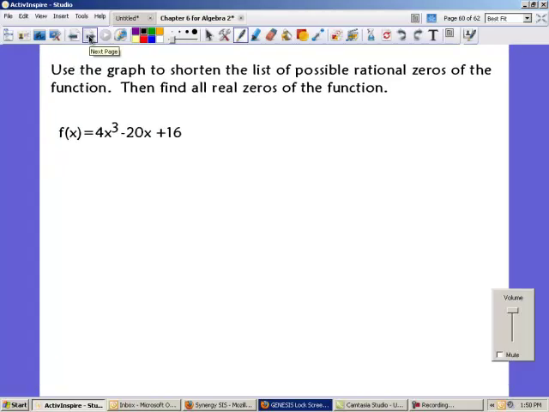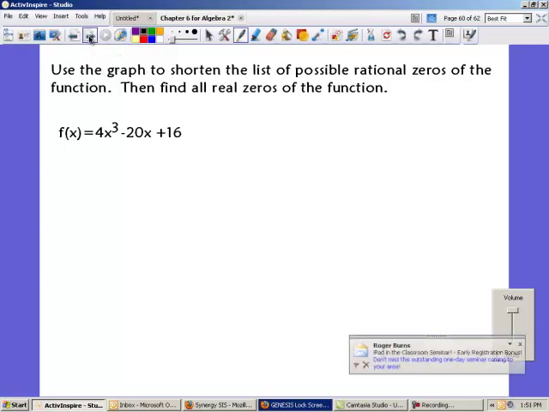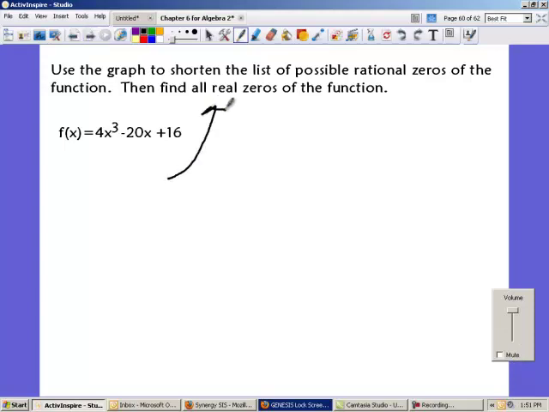Okay, now if you get to this point in the notes, it says, use the graph to shorten the list of possible rational zeros of the function, and then find all the real zeros of the function. I'm going to tell you right now, once you get to this part in the book, as long as you're watching the video, you do not have to do any of these problems, okay? So anything that has these directions, you do not have to do.